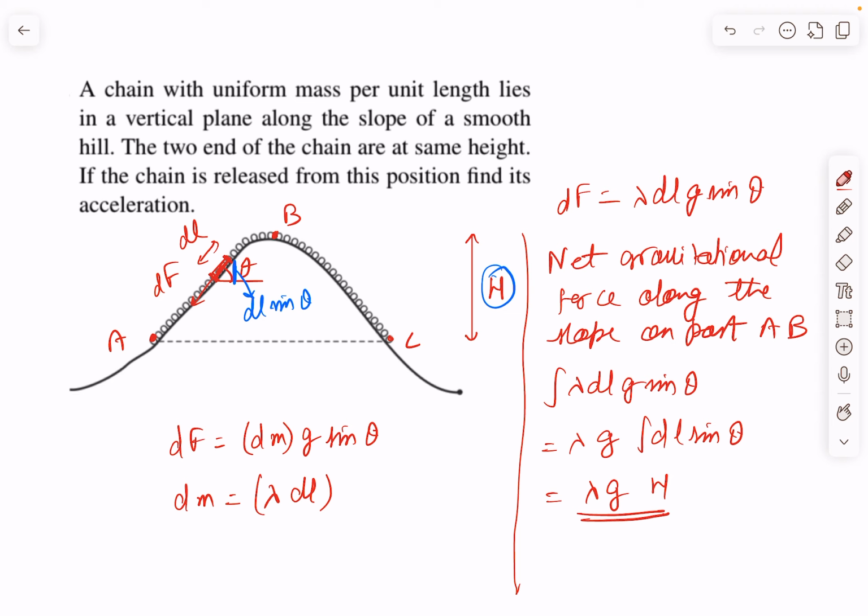So based on this logic, we can say that on the portion BC also the same force will act. So basically the net force on the chain will be 0, and so we can say finally that the acceleration of the chain will be 0. So acceleration of chain will be 0. So that will be the answer to this problem.